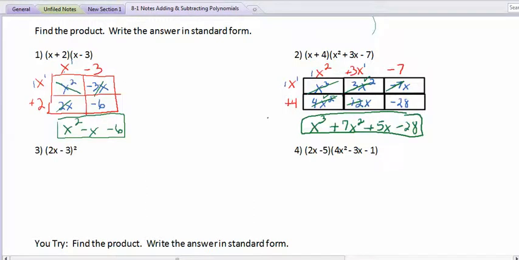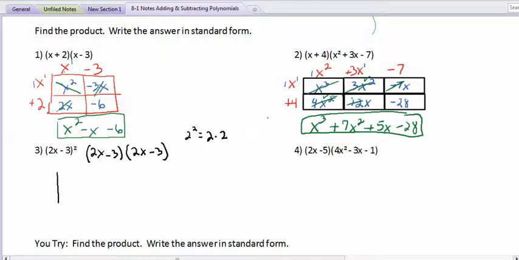So if I look at this, I can rewrite this problem as 2x minus 3 times 2x minus 3. Because it would be like writing 2 squared, and you write 2 squared as 2 times 2. Well, instead of a 2, we have 2x minus 3, and we're going to times it with a 2x minus 3. So now we have a 2 by 2 square.